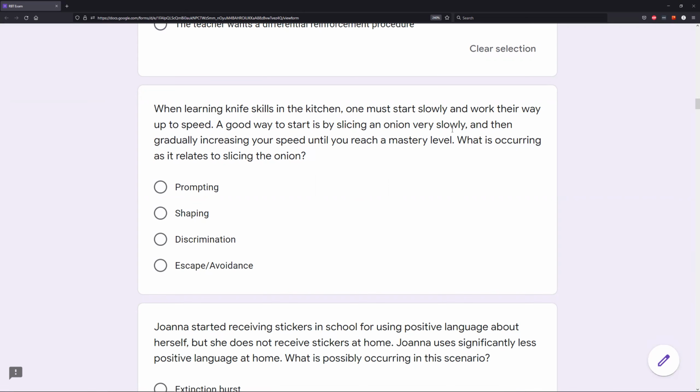You start very slowly. What is mastery? Mastery is chopping speed. Whatever your mastery speed is, whatever your goal is, that is going to be mastery, okay? You don't start with mastery though.